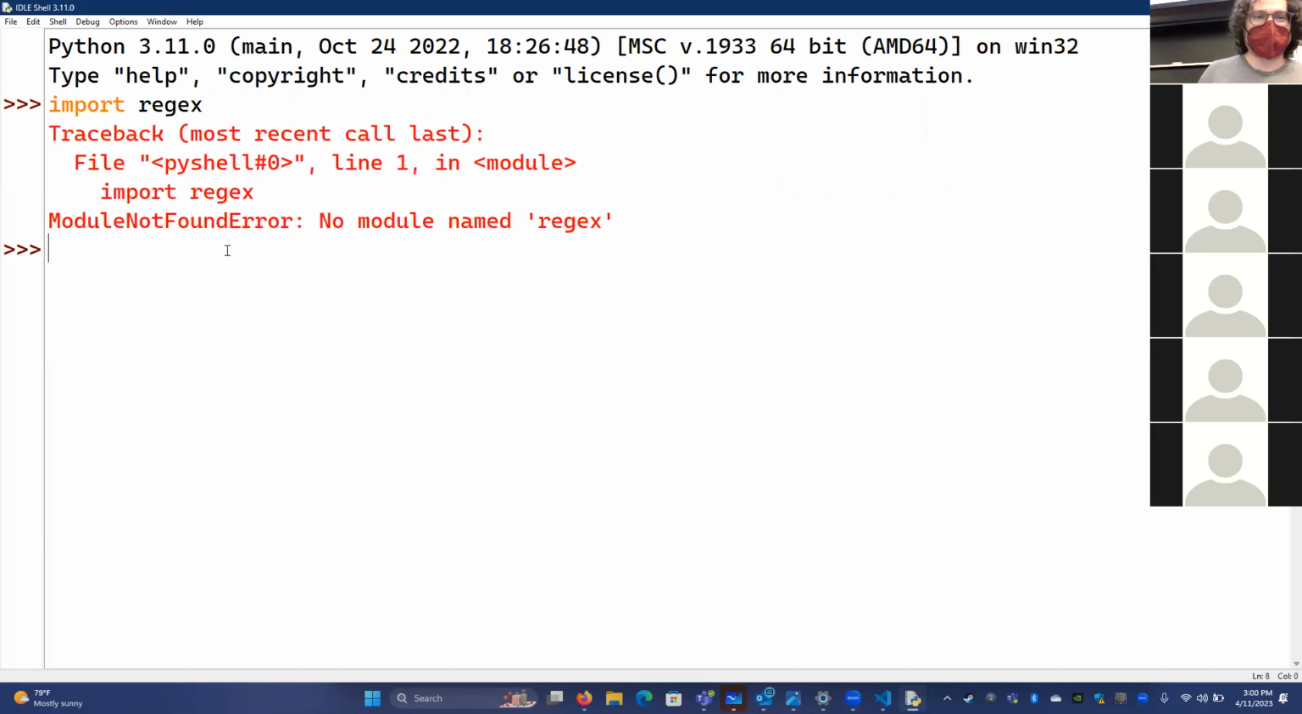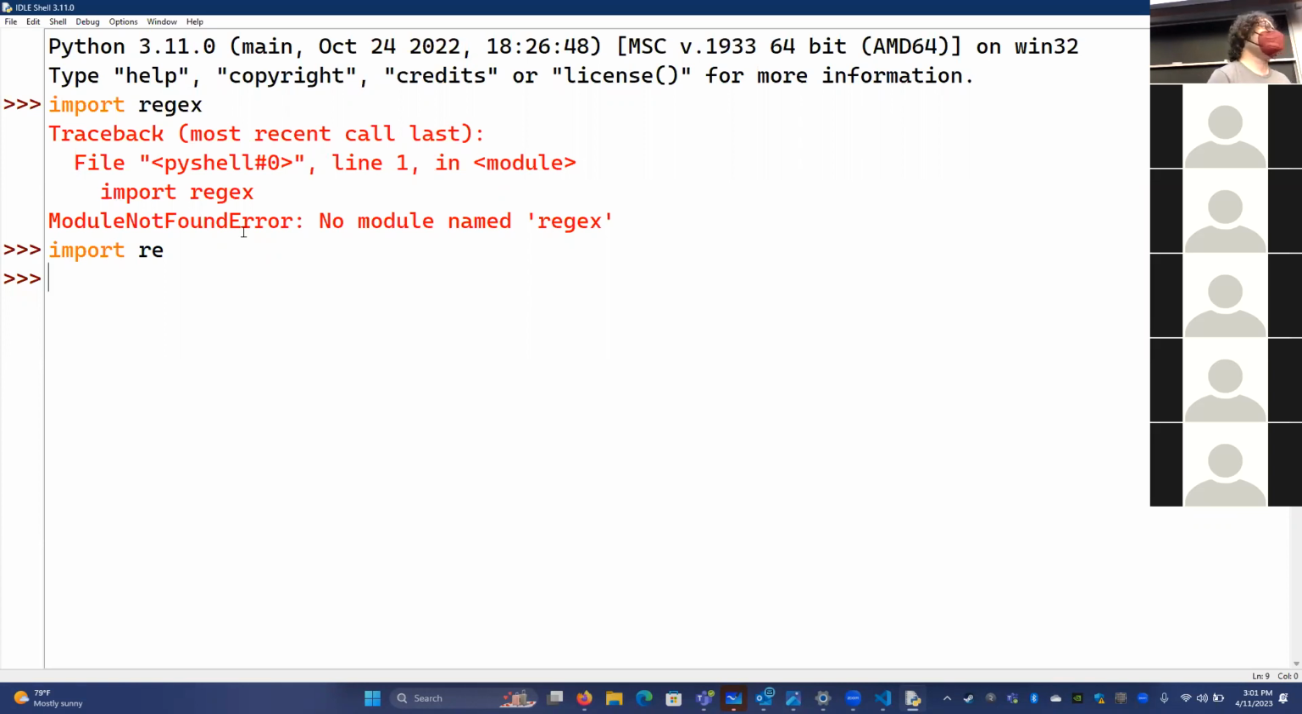Import regex. No module named regex. What? Oh, no, it's not import regex. It's import re. For some reason. Okay, I guess they really wanted to save 3 characters there. It's the re for regular expressions. Okay, there we go.